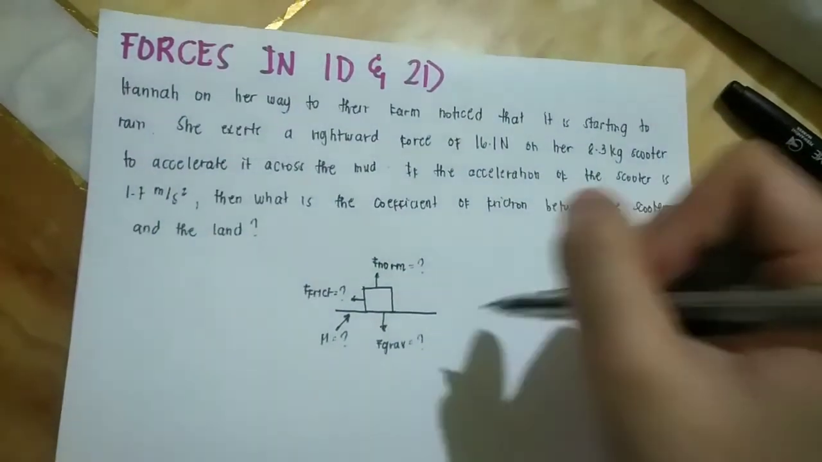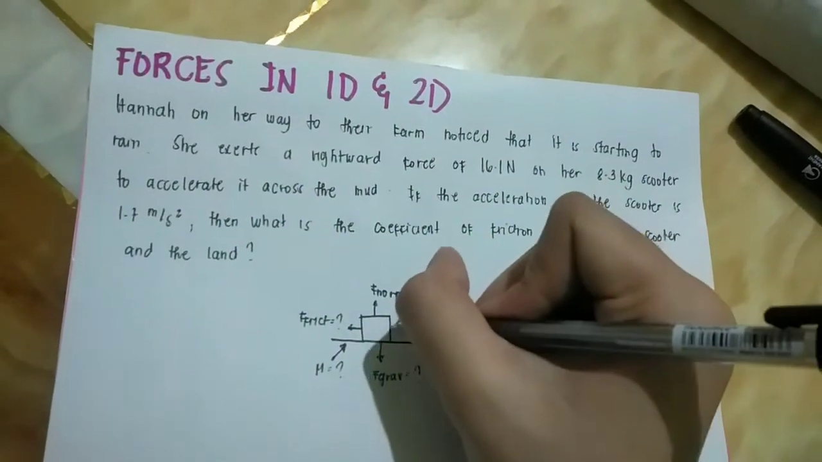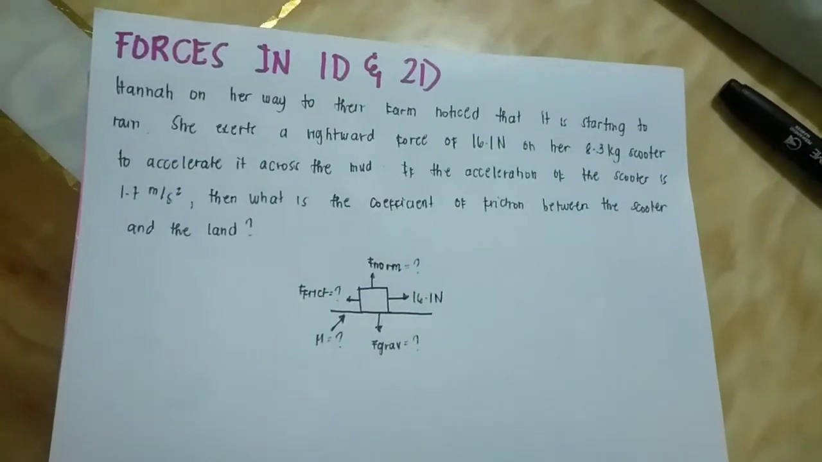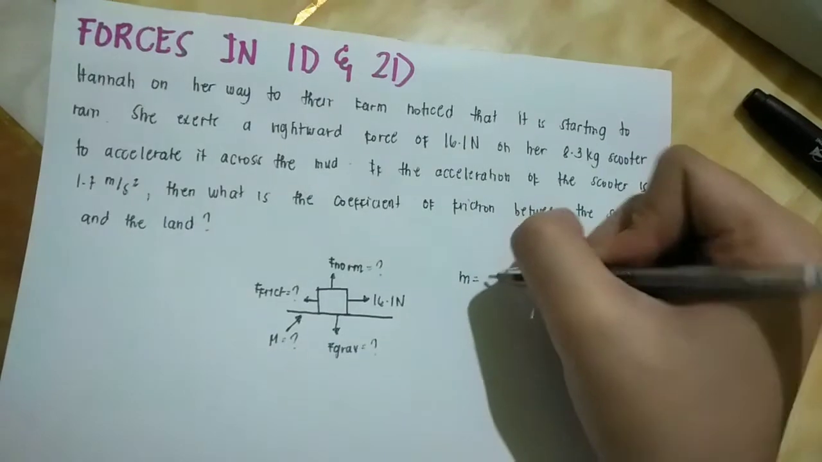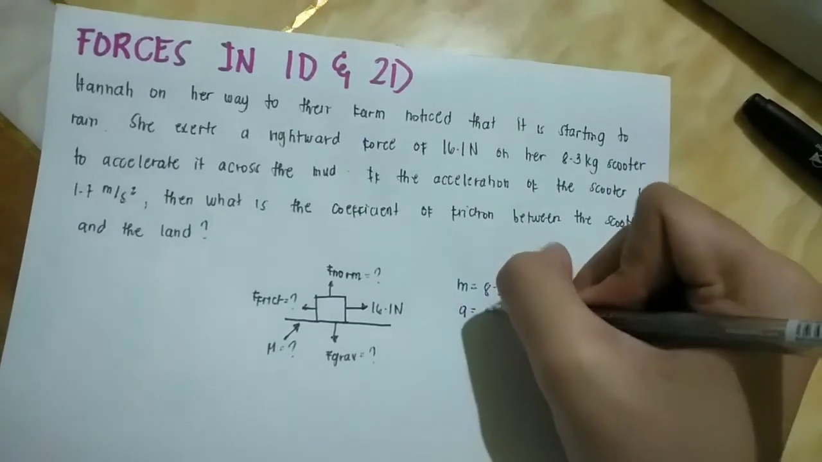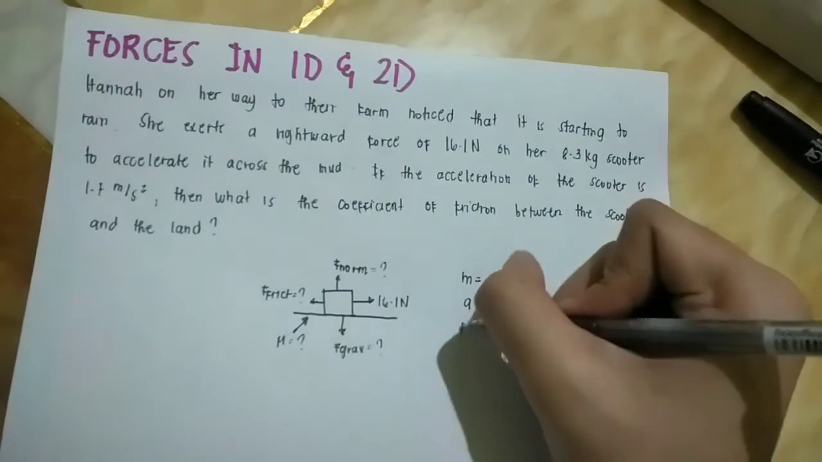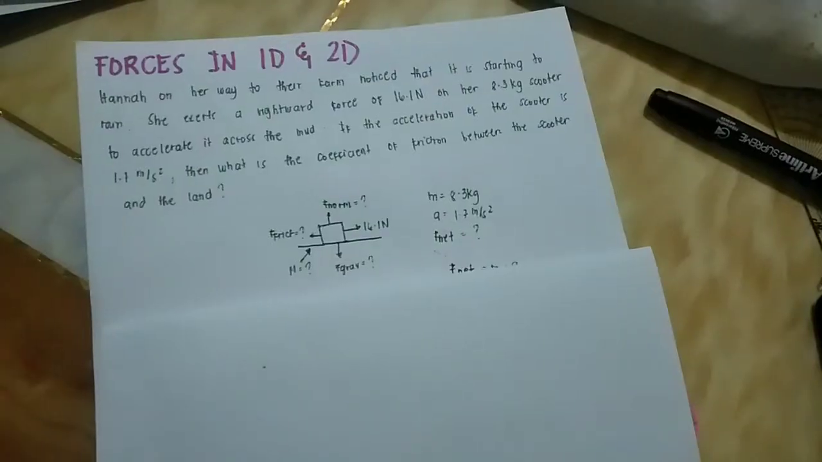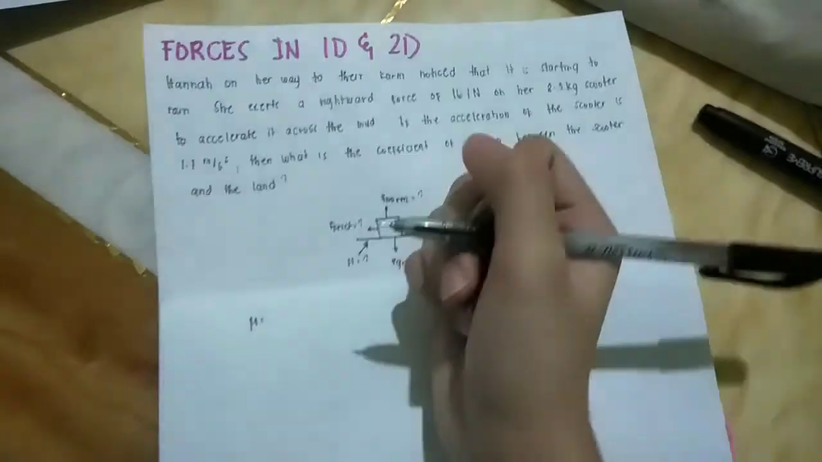The only value we have in this problem is the applied force, which is 16.1 Newton. So let's gather the remaining values. We have the mass of the scooter, which is 8.3 kilograms, and the acceleration, which is 1.7 meters per second squared. And then we also need to find the value for the net force.